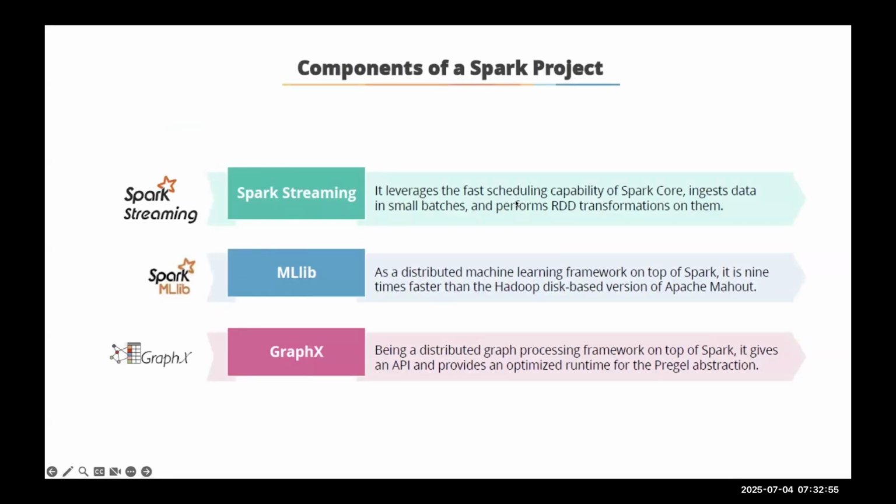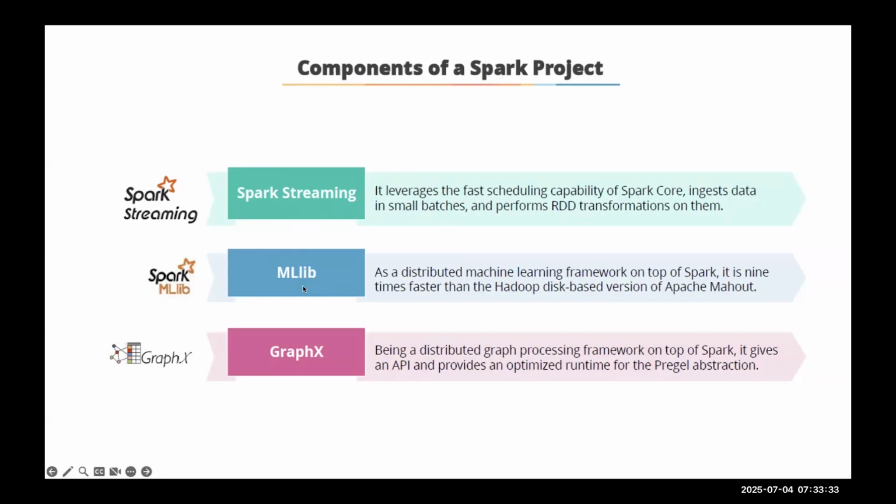Spark streaming leverages the fast scheduling capacity of Spark core and ingests data in small batches. This is what I told you, right? This is not exact real time, but near real time. Why? Because it is doing the processing in small batches. You can give a time, for example, whatever data you got in the last 5 seconds, you just process it. Because it is processing in small batches, we call it near real time, not real time. You have to understand that, because an interview question may come: why do you call Spark streaming near real time, not real time?